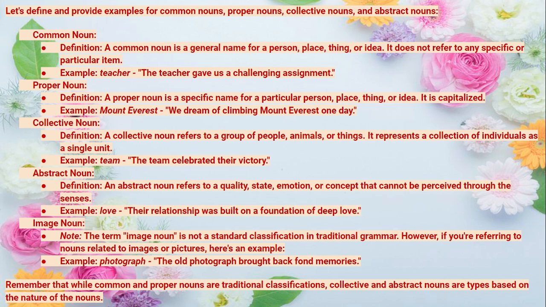An image noun is a term that is not a standard classification in traditional grammar. However, if you're referring to nouns related to images or pictures, here's an example. Photograph. The old photograph brought back fond memories. Now remember that while common and proper nouns are traditional classifications, collective and abstract nouns are types based on the nature of the nouns.